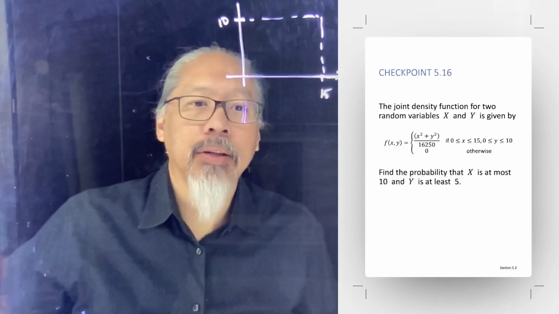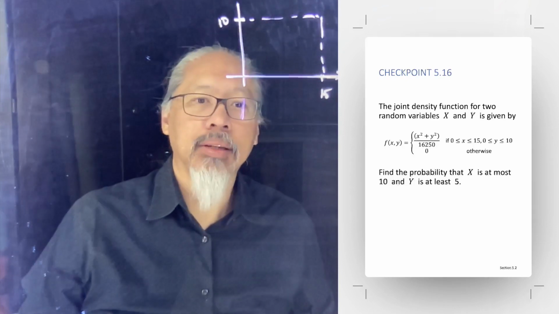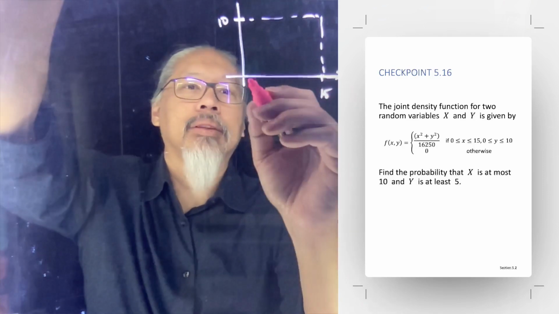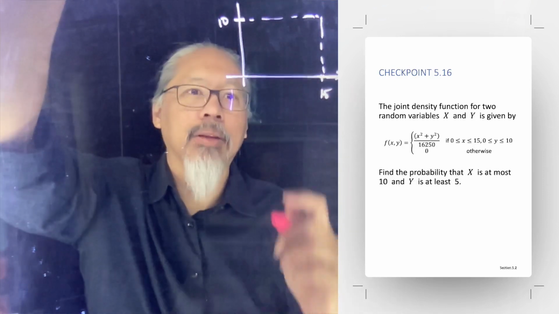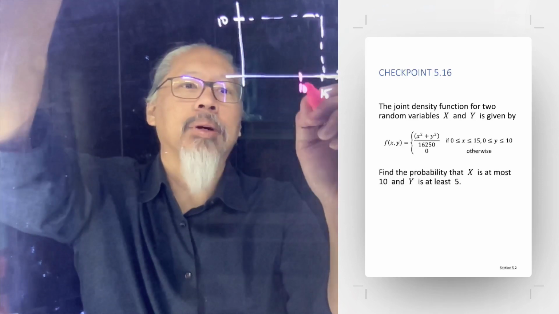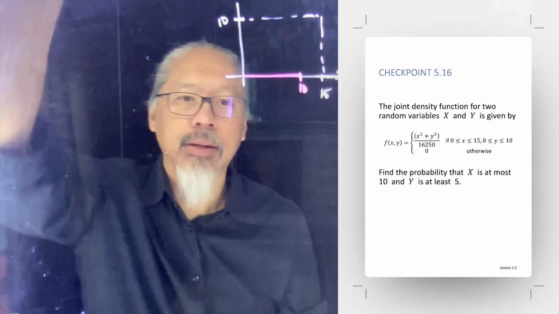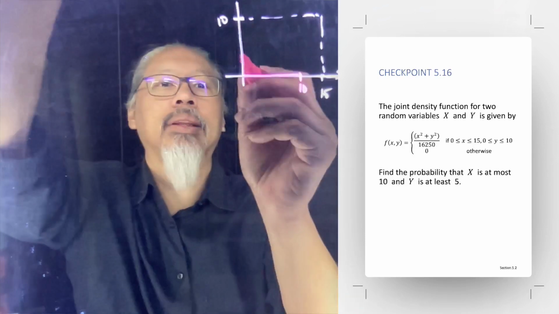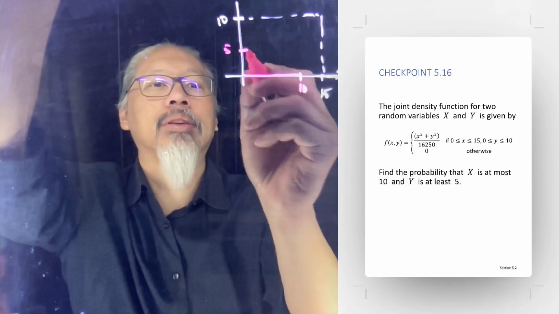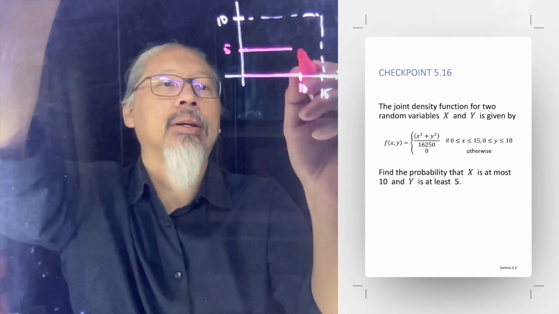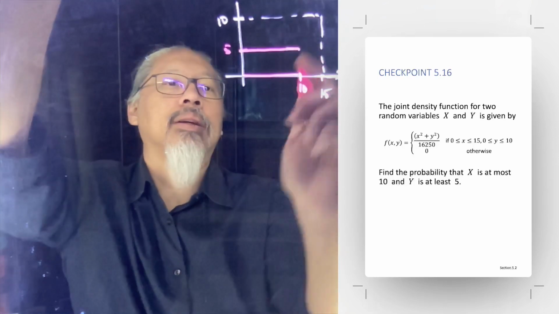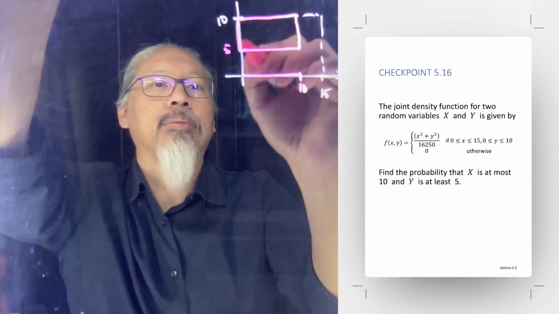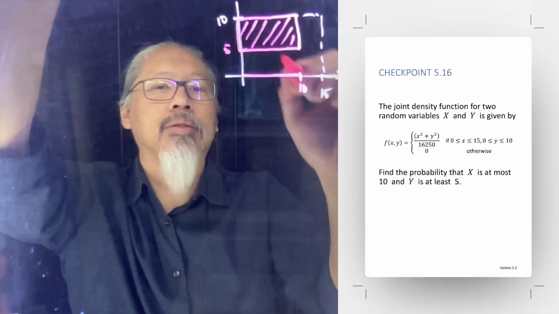They want us to find the probability that x is at most 10. So this is your x value at most 10. At most means up to and including 10, so everything from here to 10. And then y is at least 5. At least means bigger than or equal to 5, so from here on up, and at most 10 and on up. So this should be the area that we're looking for.